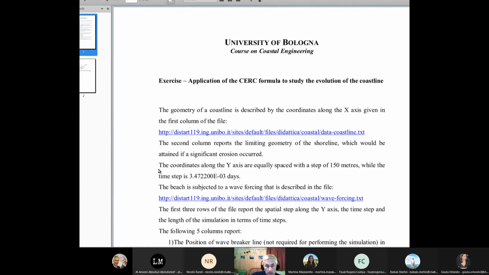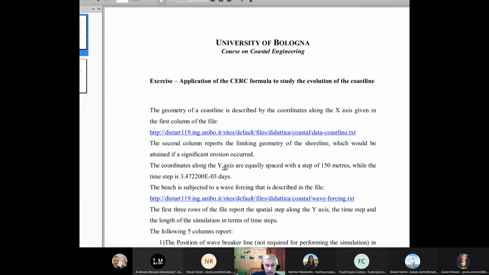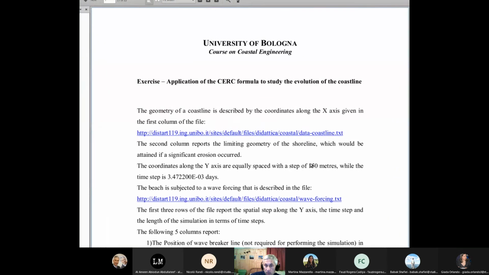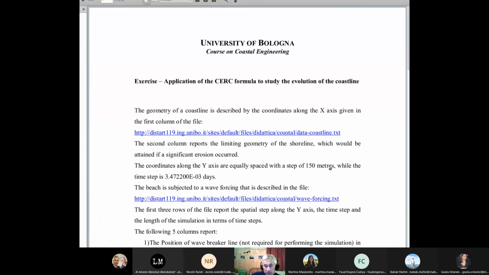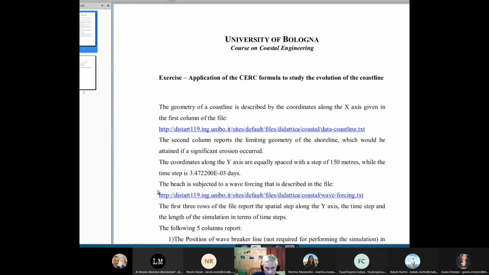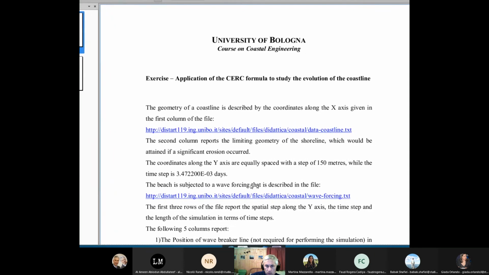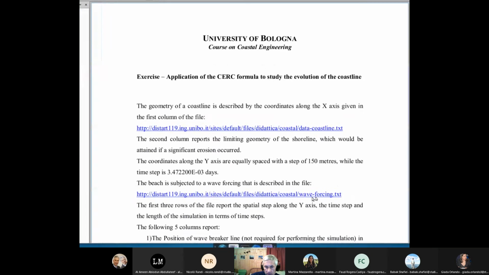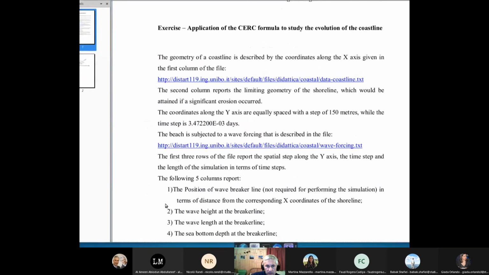Okay. The coordinates along the y-axis are equally spaced with a step of 150 meters. We discussed the meaning of the step, while the time step is given here in days. Okay. The beach is subjected to a wave forcing that is described in the file here. And let's see what we find in the file. The first 3 rows of the file report the spatial step along the y-axis, the time step, and the length of the simulation in terms of time steps.